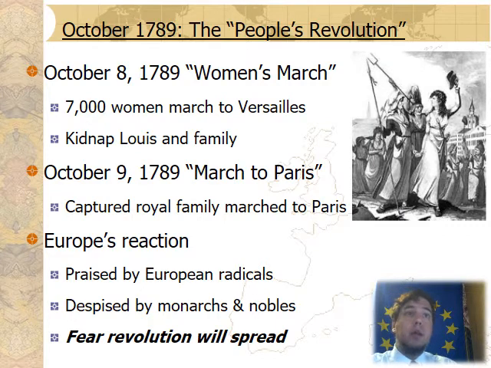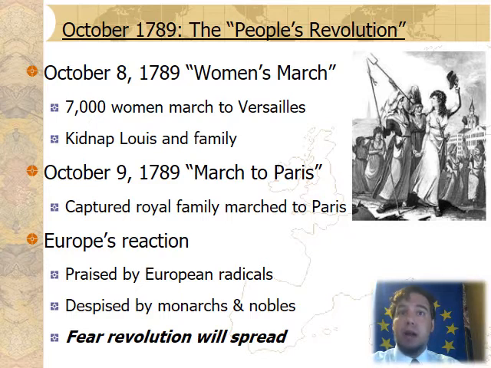What occurred on the morning of October 8, 1789, is women, as they usually did in Paris, went off to the bakeries to stand in bread lines to purchase bread for the families that day. Because there was a grain shortage going on, women realized that morning that there was no bread to be purchased.